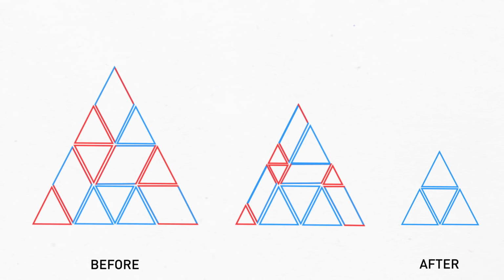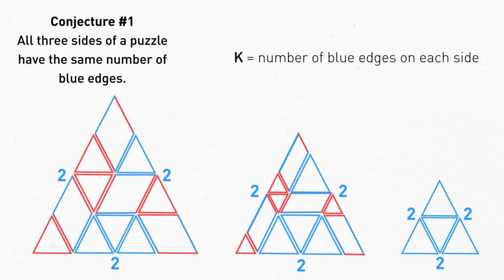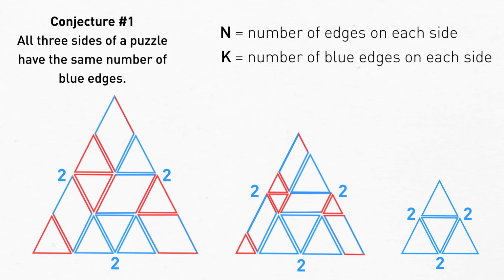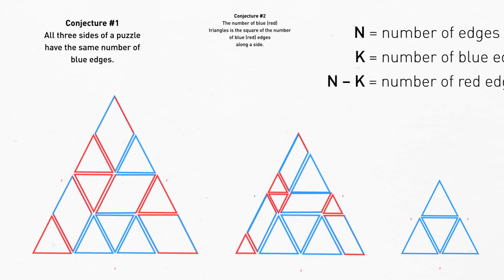Notice that during and after this shrinking process, the entire puzzle maintains its shape as an equilateral triangle. How does this prove conjecture number 1? After the shrinking process, the puzzle clearly has the same number of blue edges on each side. Moreover, the number of blue edges on each side was preserved during the contraction process. So each side of the original puzzle must also have had the same number of blue edges, which we're designating with the variable k. Since every side has n edges and k blue edges, they must each have n minus k red edges.